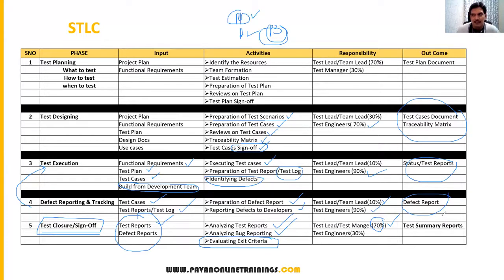And finally we will have test summary reports. What does test summary report mean? It includes everything from the test plan, test cases, traceability matrix, defect reports, and test reports. Everything is combined as a test summary report. Finally we will hand it over to the customer also. So this is all about the STLC process, the software testing life cycle process: test planning, test design, test execution, defect reporting and tracking, and finally test closure or sign off.